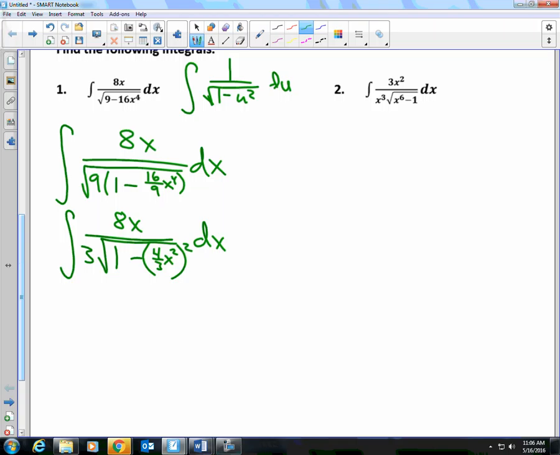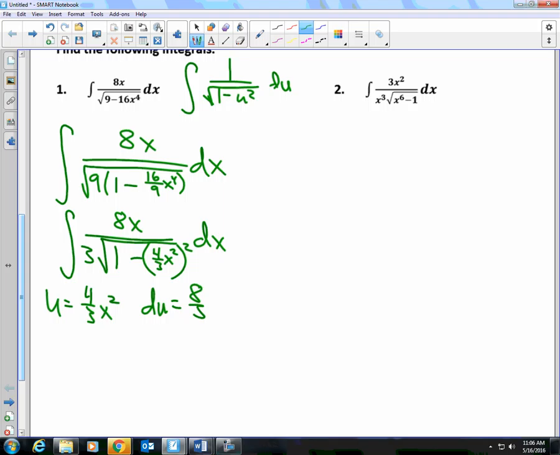See how this now fits this form quite nicely? I have a 1 minus something squared. That something that I'm squaring is my u value. So u is equal to 4 over 3x squared. So what is du?